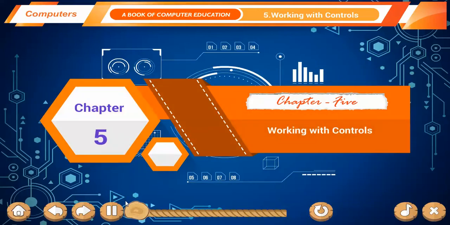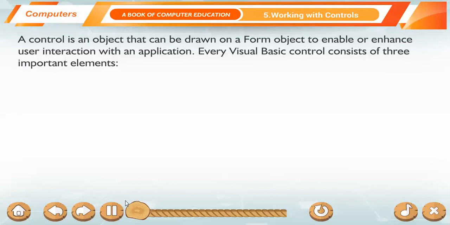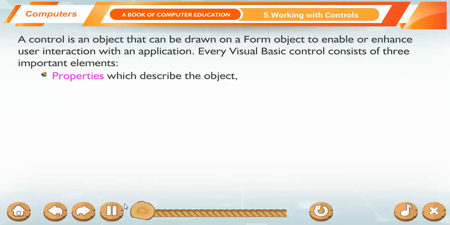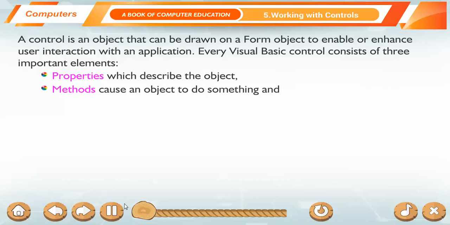Chapter 5. Working with Controls. A control is an object that can be drawn on a form object to enable or enhance user interaction with an application. Every Visual Basic control consists of three important elements: properties, which describe the object; methods, which cause an object to do something; and events, which happen when an object does something.